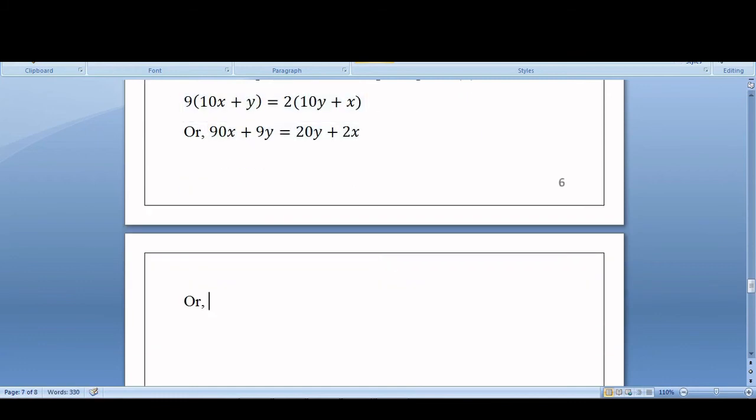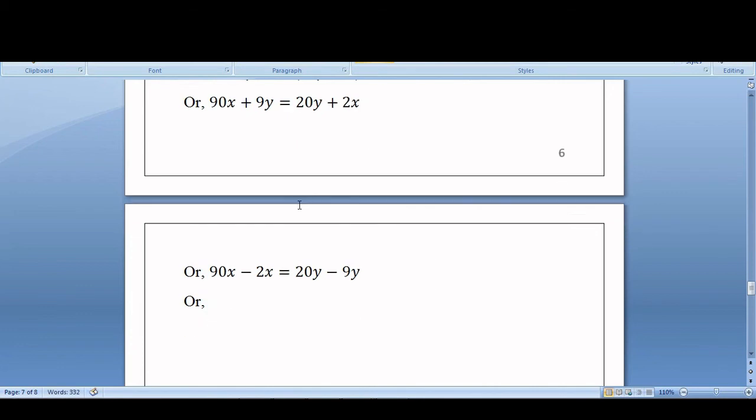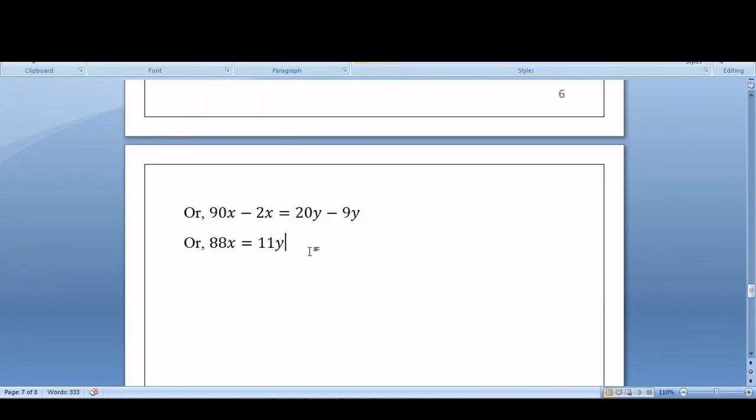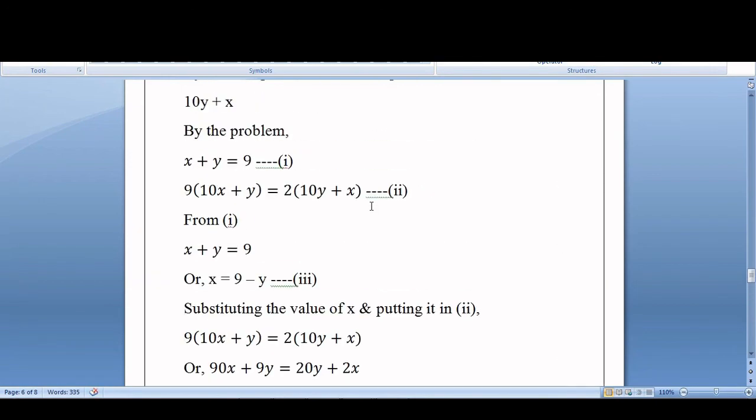Now what do we have to do? Simply bring all the x terms together. So it will be 90x minus 2x equals 20y minus 9y. So it will be 88x equals 11y. Now the value of x is how much? It's 9 minus y.